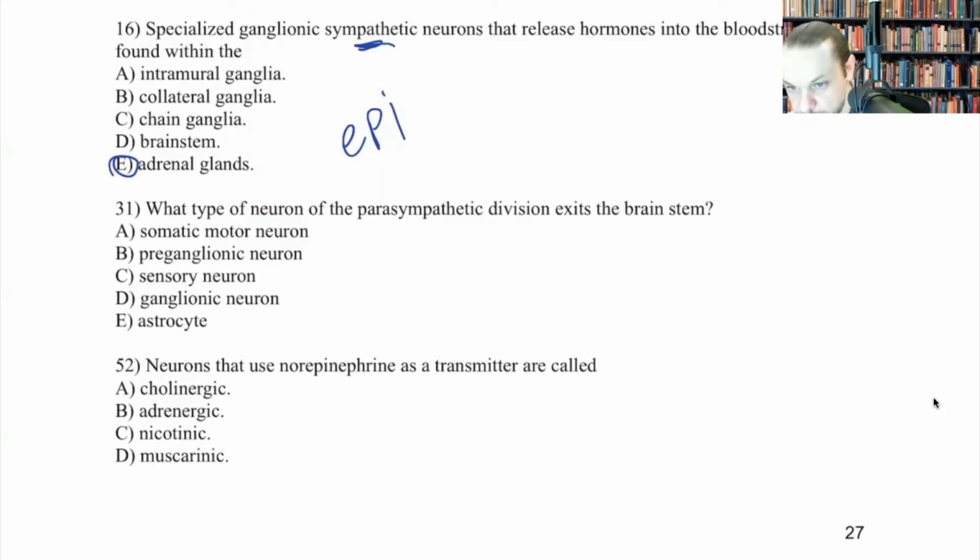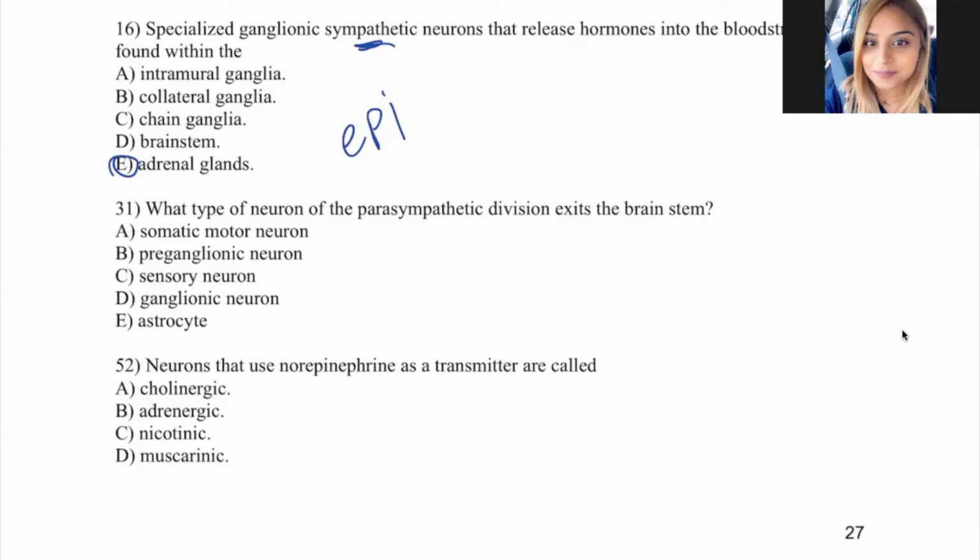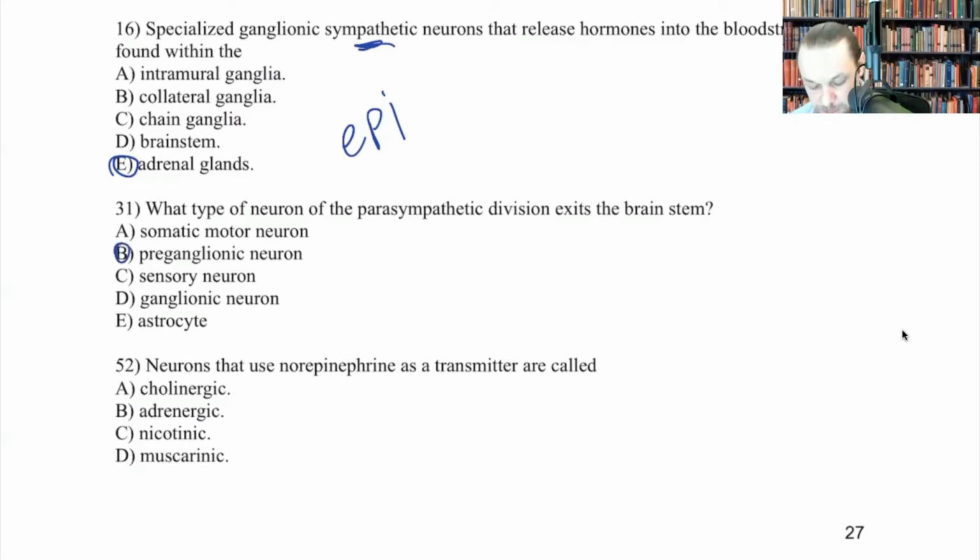Number 31, we are continuing. We are going to go back to Christina, would you like to go? Sure. What type of neuron of the parasympathetic division exists in the brainstem? Is it B? B, yes, initially you have the pre that's arising. So B is the correct choice. Very good.